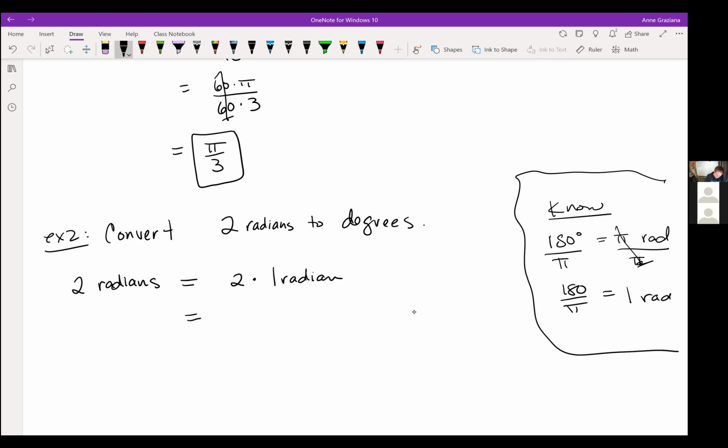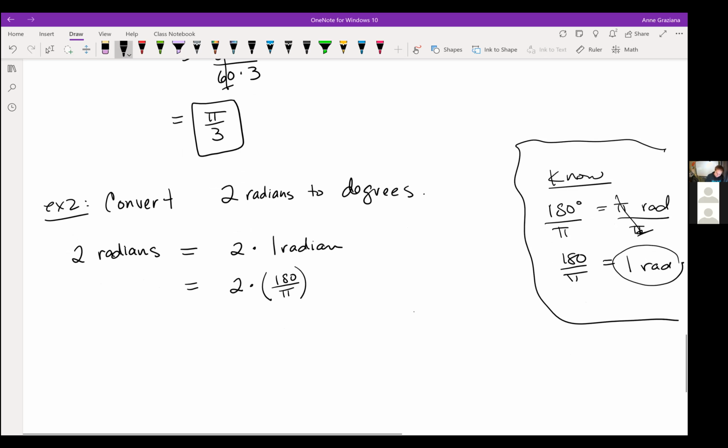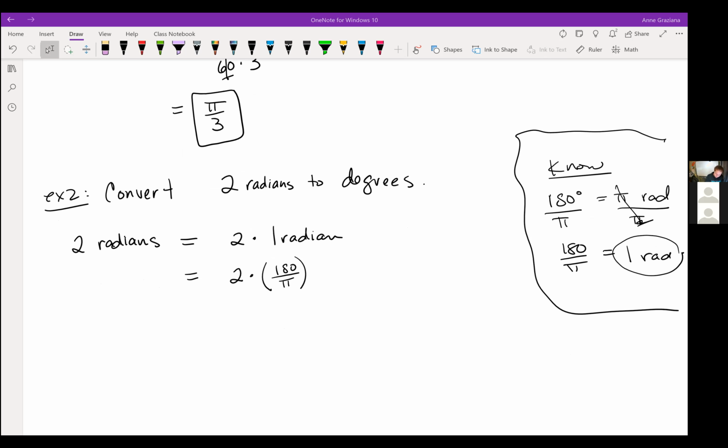Okay. So I'm going to come back over here and do 2 times, and now I'm going to substitute in, instead of 1 radian, I'm going to put in 180 over pi. And this is degrees, by the way. So this is going to be 2 times 180 is 360 degrees over pi.